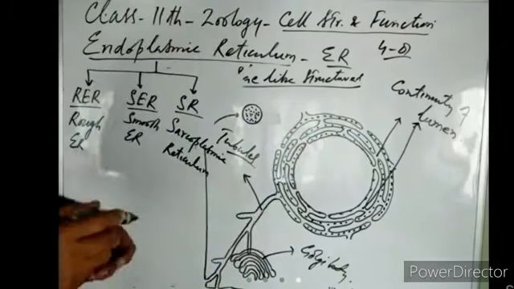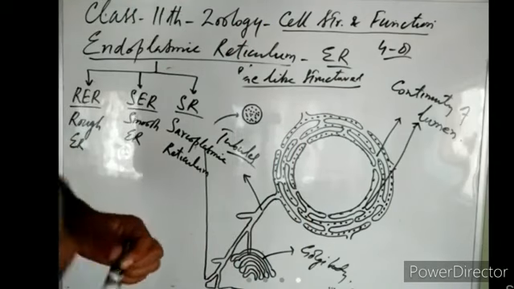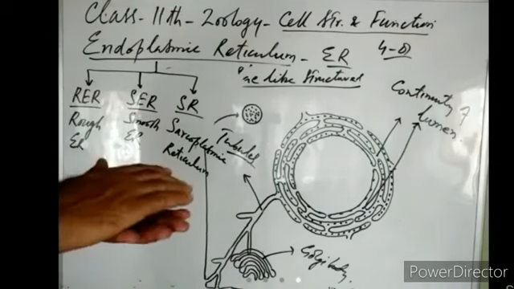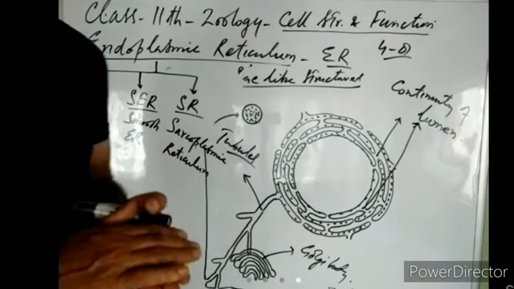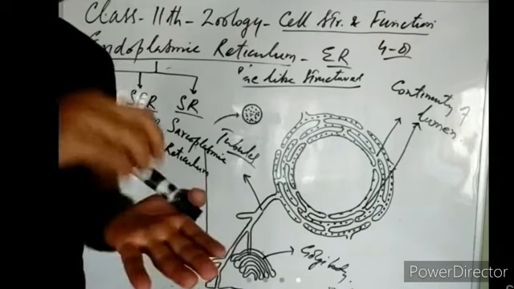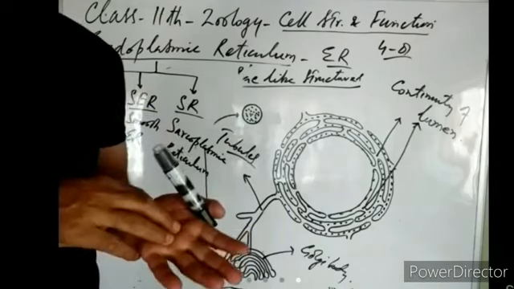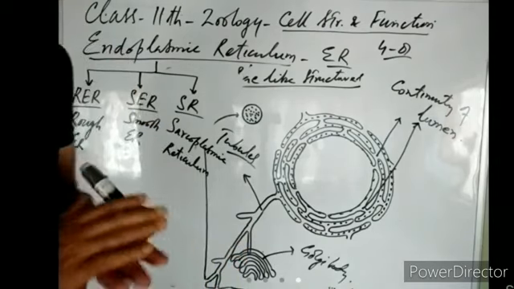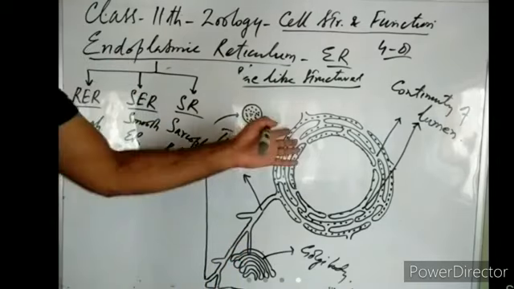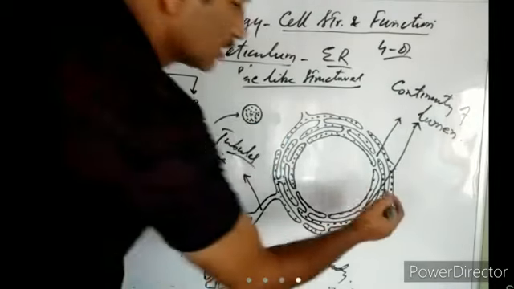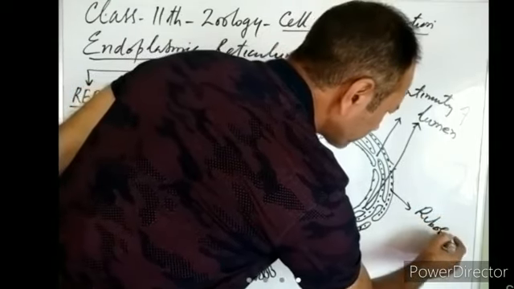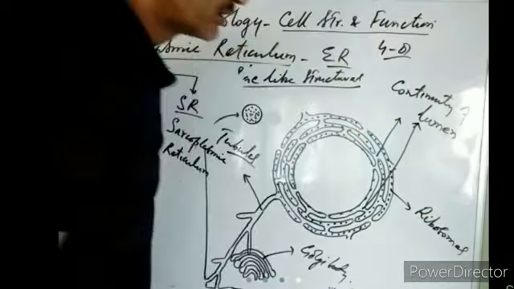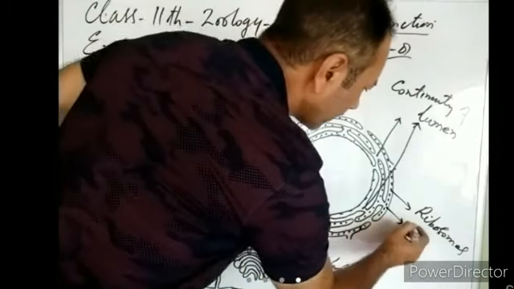Why do we call it rough endoplasmic reticulum? Because ribosomes are in the form of small granular structures. When they are present on the external surface of endoplasmic reticulum, they give it a rough appearance. So that is why we call it rough endoplasmic reticulum. These cisternae, which are studded with ribosomes, form the RER, the rough endoplasmic reticulum.